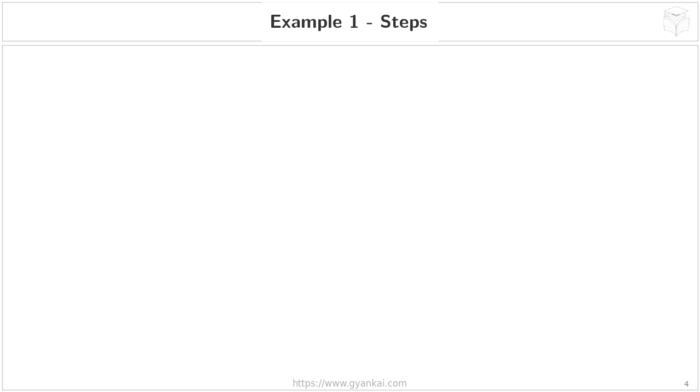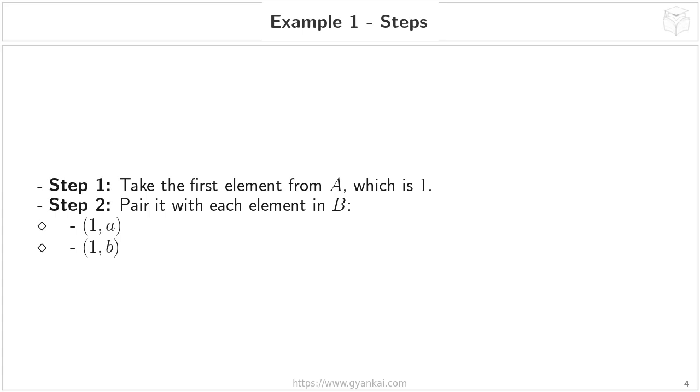Example 1, steps. This slide shows step 1. We begin by selecting the first element from set A. That element is 1. Now for step 2, we need to pair this 1 with every element in set B. So, we create an ordered pair with 1 and a, which we write as (1, a). Remember, the order is important here. (1, a) is different from (a, 1). Then, we pair 1 with b, giving us the ordered pair (1, b).